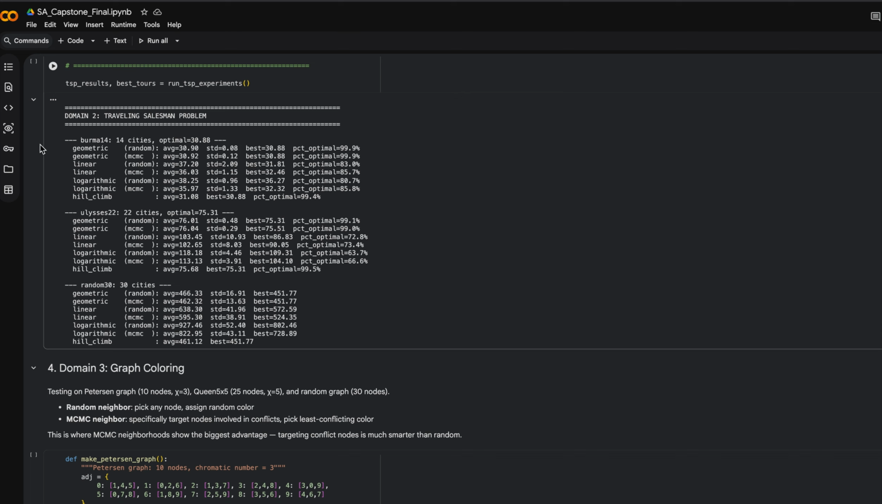And on the second one, we can see it's worse, right? The geometric is 99.1% of optimal. Log only 63.7%. ANOVA gives F over 124, P less than 0.001 for all three instances. So cooling schedule is the single biggest factor.